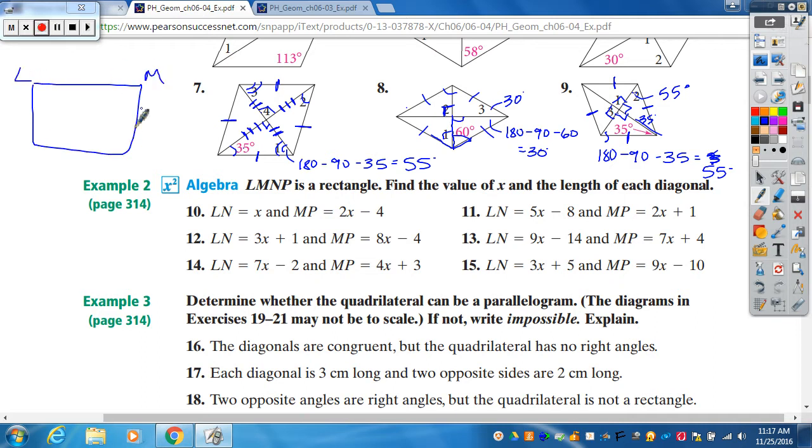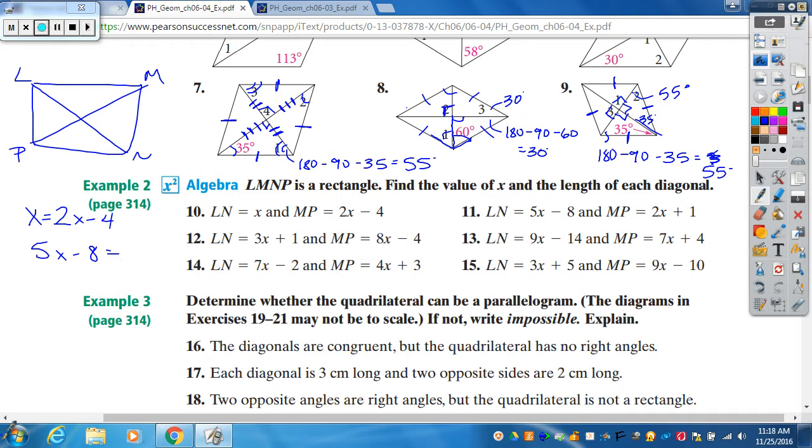L, M, N, and P. Find the value of the length of each diagonal. Now, what did we study about the diagonals of a rectangle? Well, it's that they're congruent to each other. They're the same length. So if I have LN, which is x, and I have MP, which is 2x minus 4, well, that makes it simple. Now I can go ahead and solve for x from there. Okay. Same thing with number 11. You have LN, which is, again, a diagonal, 5x minus 8.